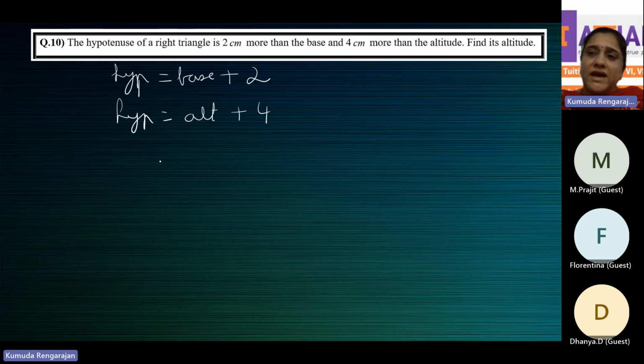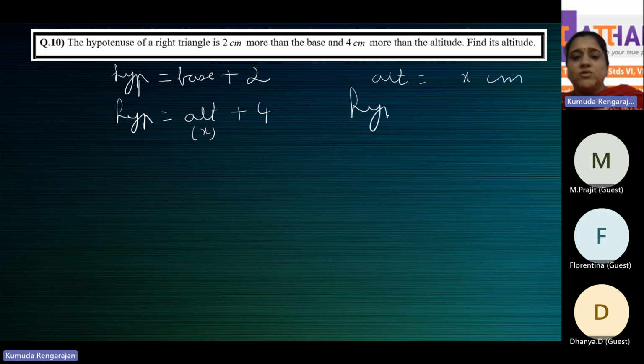Now I've told you, you can take anything as x. Anybody can be x. Now supposing you take the altitude as x. So you will say, let altitude be x centimeter. Then what is the hypotenuse? The hypotenuse will be equal to x plus 4 centimeter.